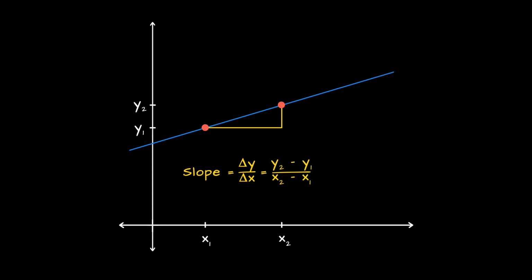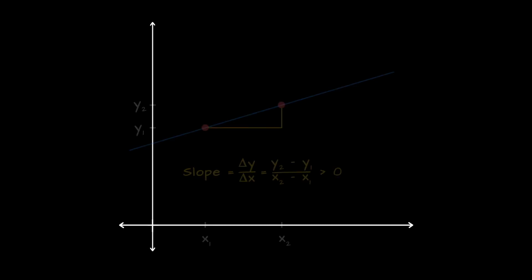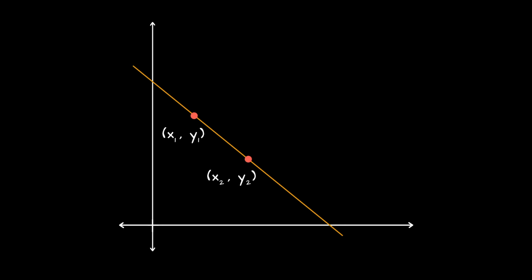Notice, for instance, that in this picture, since y2 is bigger than y1 and x2 is bigger than x1, both the numerator and the denominator of the slope are positive, and therefore the slope itself is a positive number. On the other hand, if we look at a different linear function with 2 points, (x1, y1) and (x2, y2), marked on it, then we see that here the denominator of the slope is positive, since x2 is greater than x1, but the numerator of the slope is negative, since y2 is less than y1. And therefore, the slope of this function will be less than 0.